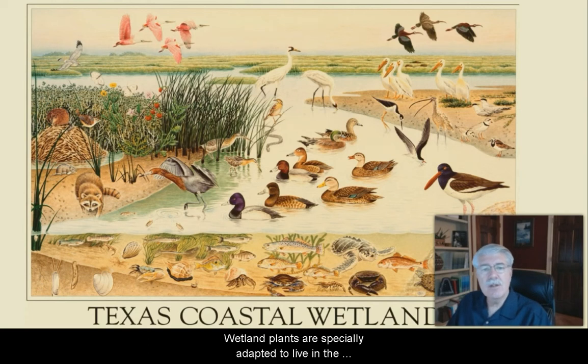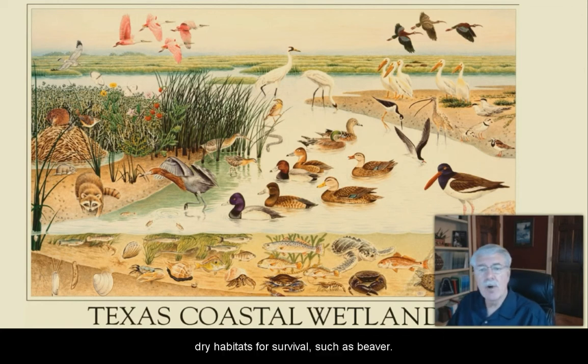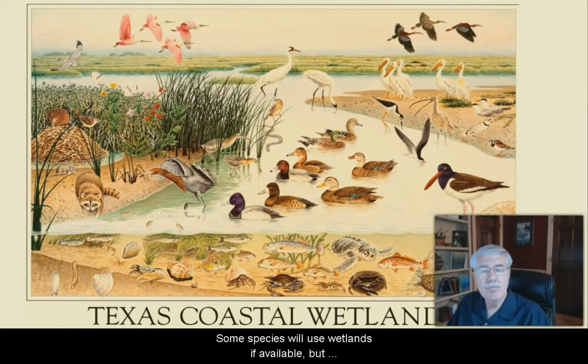Wetland plants are specially adapted to live in the saturated soil. Many of the animal species found in a wetland can be completely aquatic, such as fish. Others may require both wet and dry habitats for survival, such as beaver. Some species will use wetlands if available, but otherwise can survive on land as long as they have some source of water to drink somewhere.